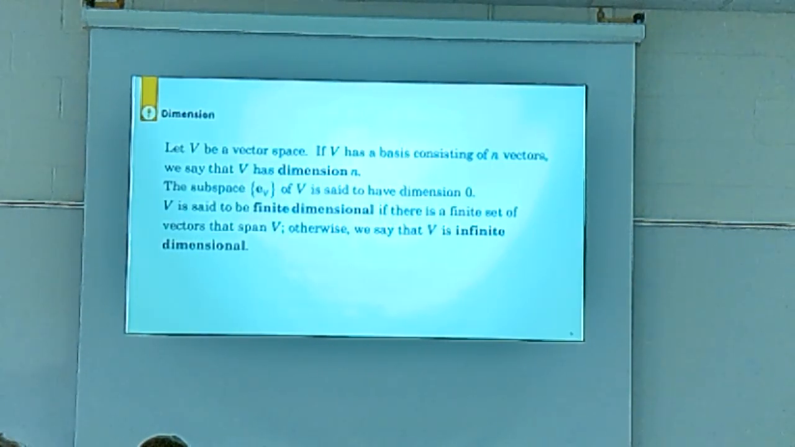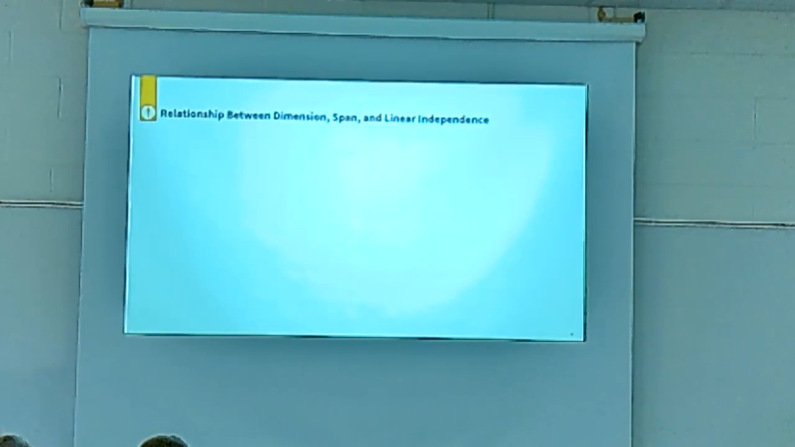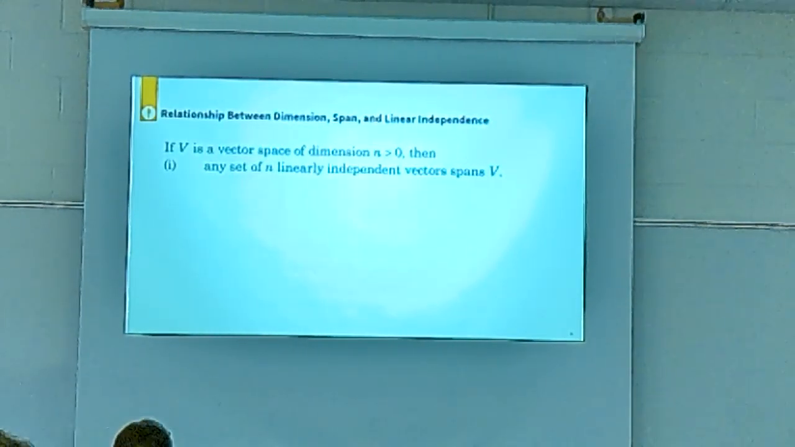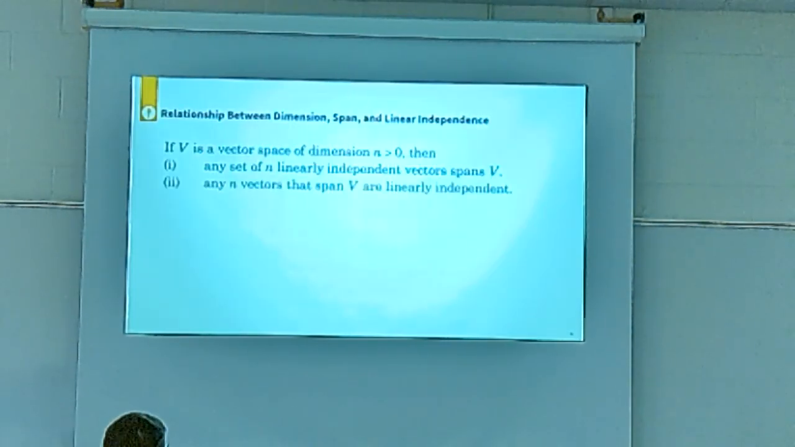A relationship between dimensions, span, and linear independence. So let's just say we have a vector space V of dimension n larger than 0. Any set of n linearly independent vectors spans V. Any n vectors that span V are linearly independent.